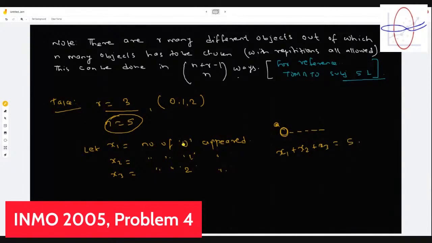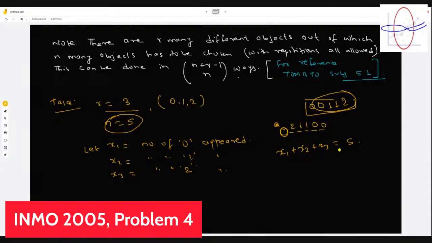Now, don't count 0, 1, or 2 as numbers. They are just symbols. And after calculating the counts, for example, if 0 occurs 2 times, 1 occurs 2 times, and 2 occurs 1 time, then we can arrange it in our order. So the largest is 2, then 1, then 1, then 0, and then 0. So this is our order. We just need to find the number of ways we can get this form.